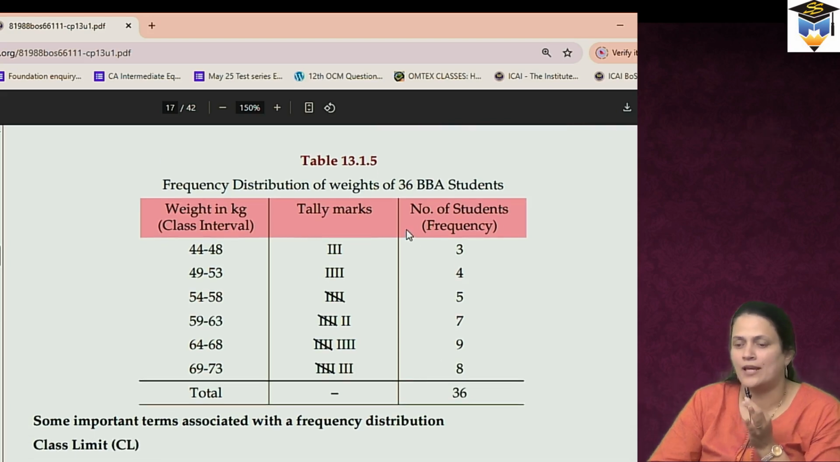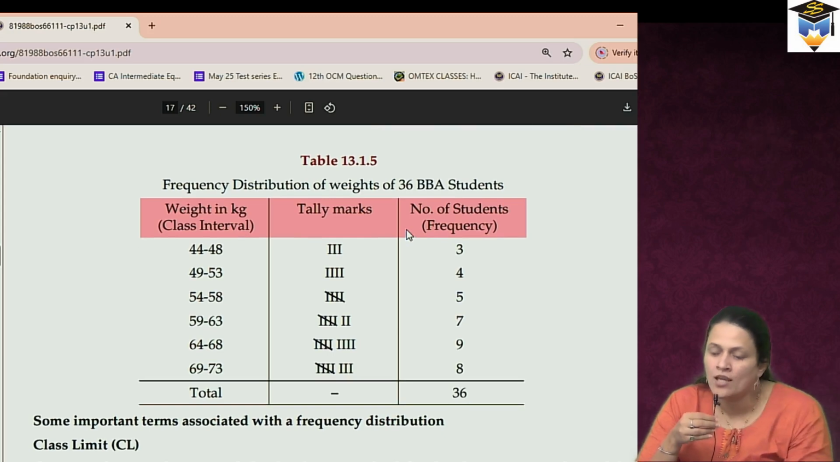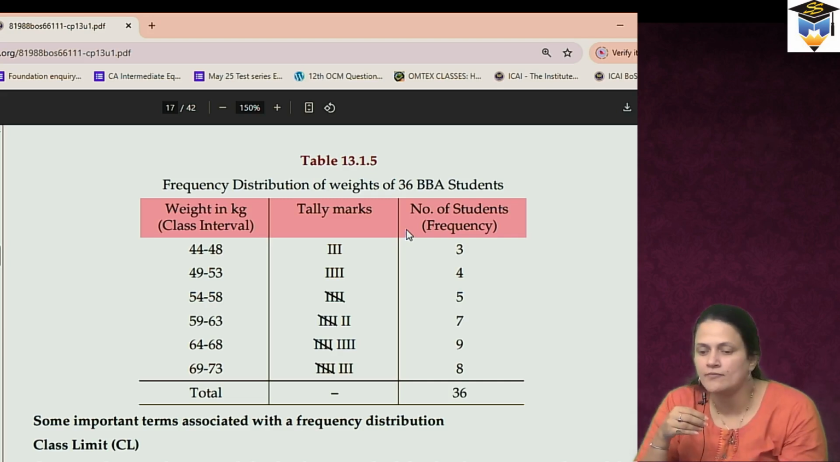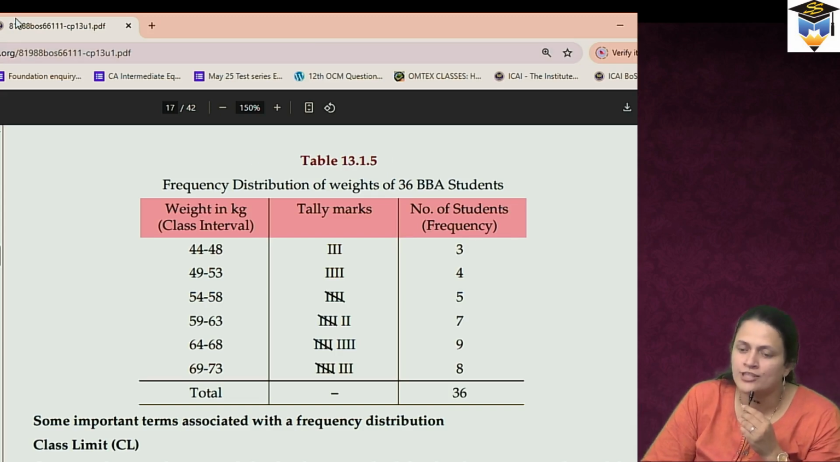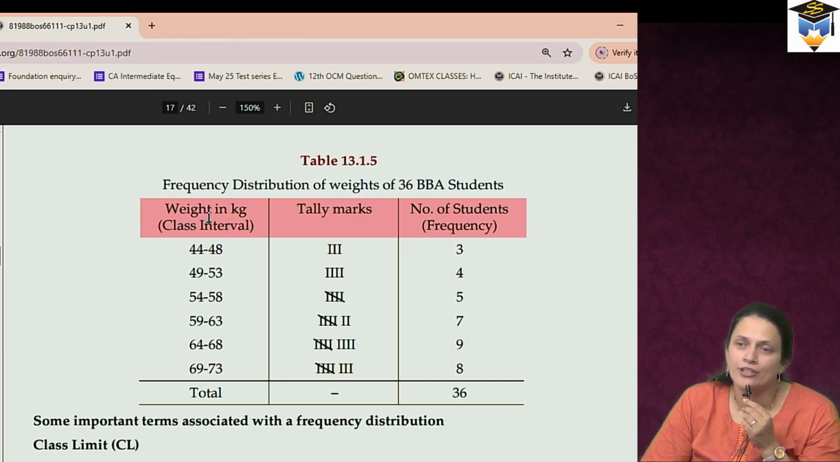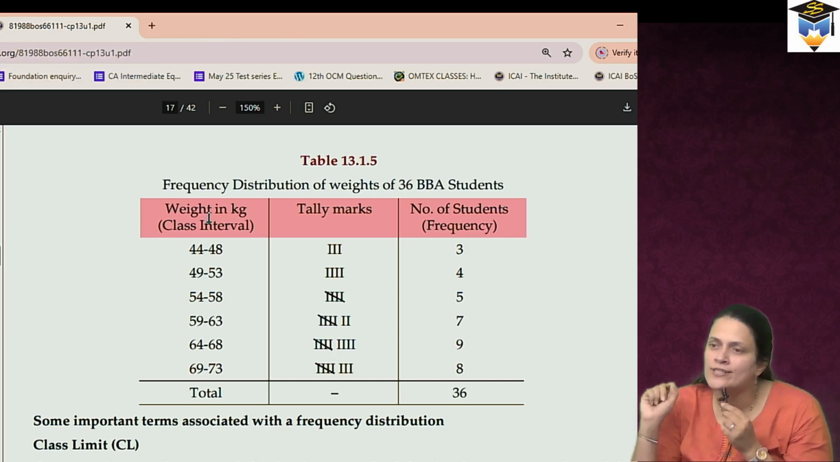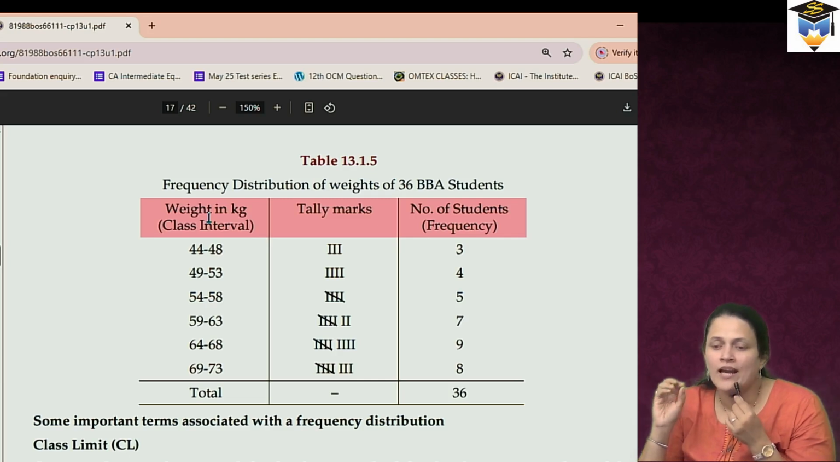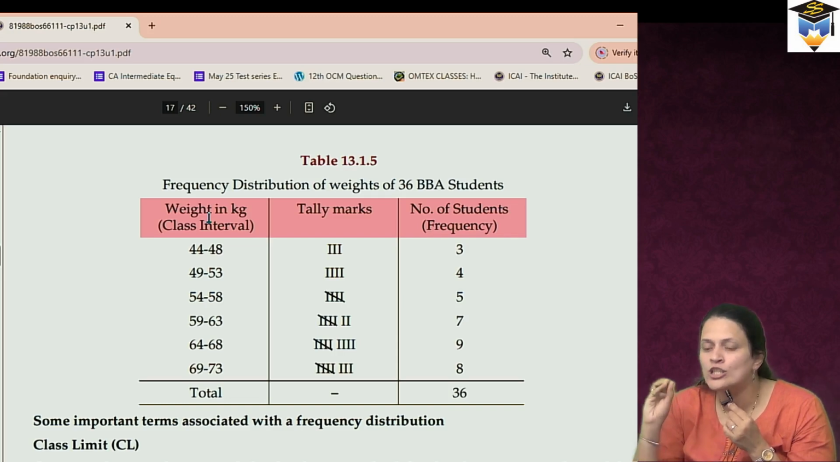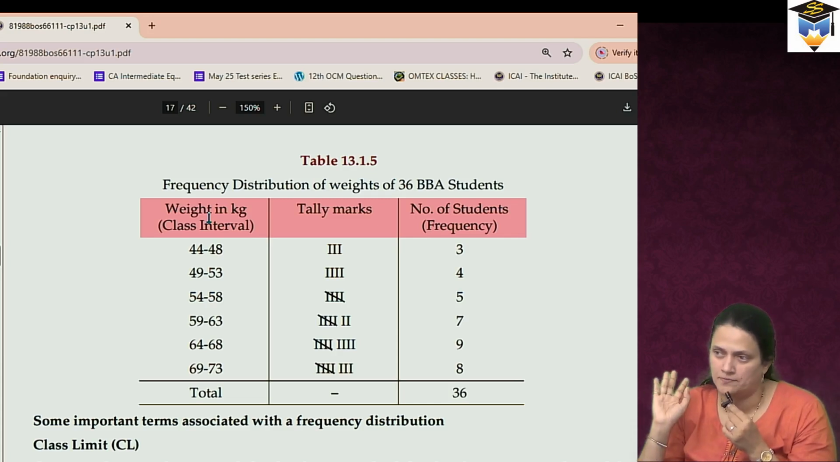Look at this frequency table now. All of you are going to answer a few questions. Look at the class interval. The first class interval is 44 to 48. The second class interval is 49 to 53. Is it a continuous class? No. This is not a continuous frequency table. This is just a grouped frequency table.